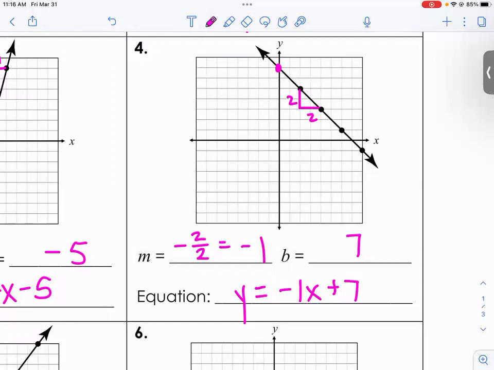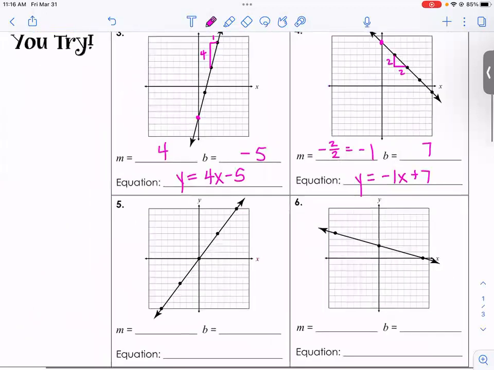Well, just like we did on your graded assignment that I'm going to hand back here shortly. If you have a slope that's a fraction that can be reduced, you need to do that. So here we had 2 over 2. One time we had 6 over 3. One time we had 5 over 10. Anytime you have a slope that's a fraction, it needs to be reduced.